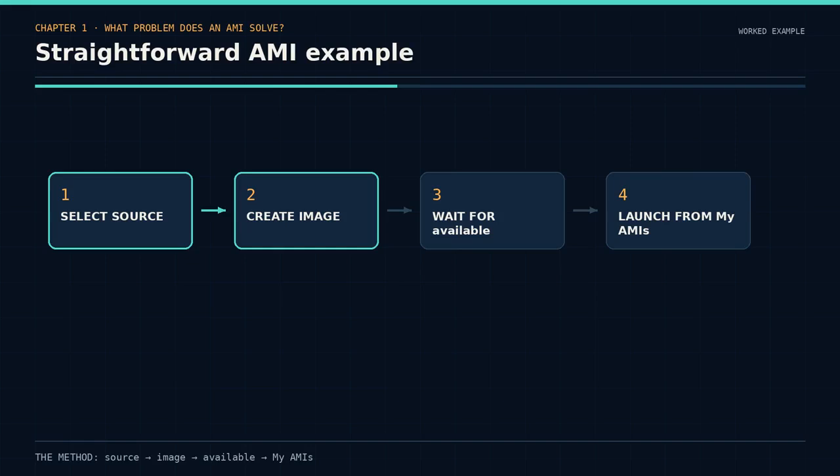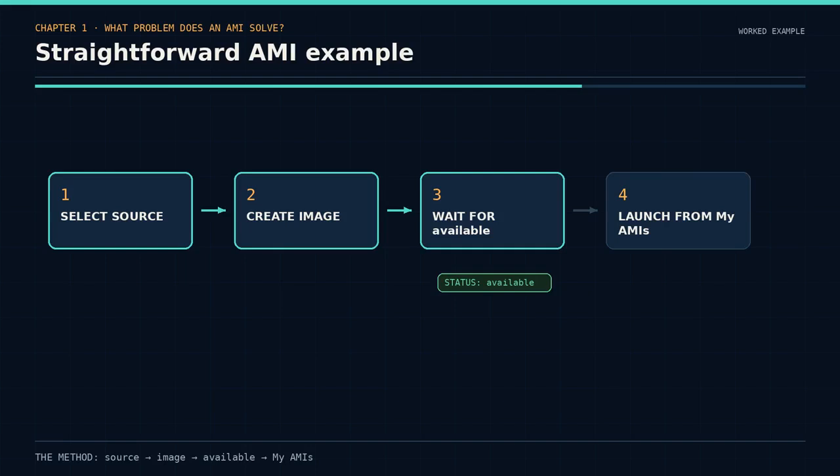On screen, the left box is the source, the middle box is the AMI, and the right box is the new EC2 instance. The arrow through the middle is the important part. It is the reusable checkpoint. Here is the recipe to copy onto a note card. 1. Select the configured source. 2. Create the image. 3. Wait for available. 4. Launch from My AMIs.